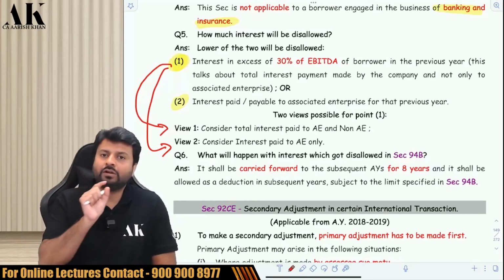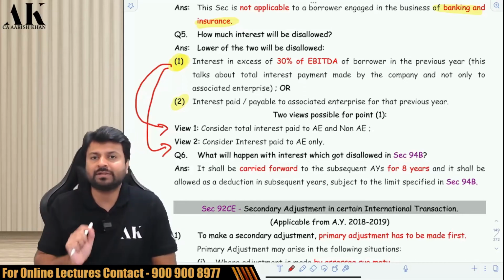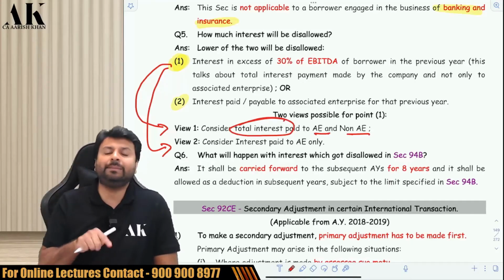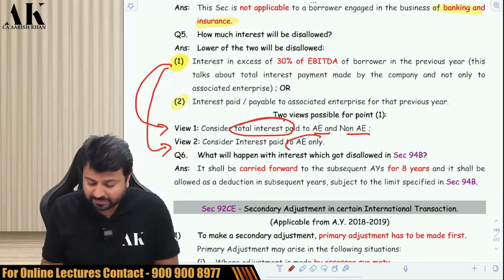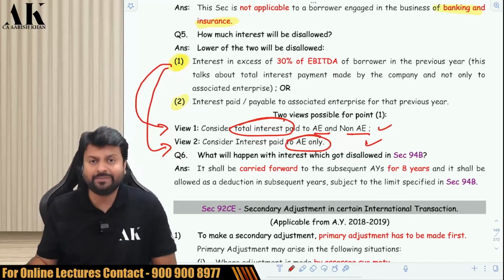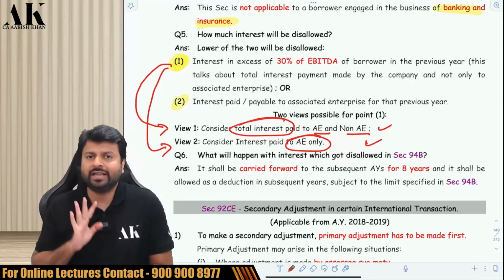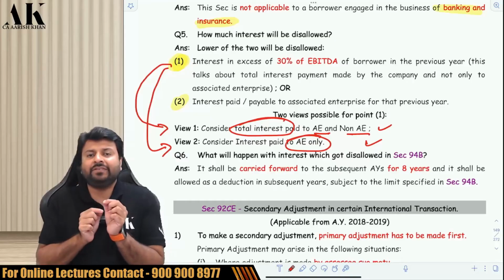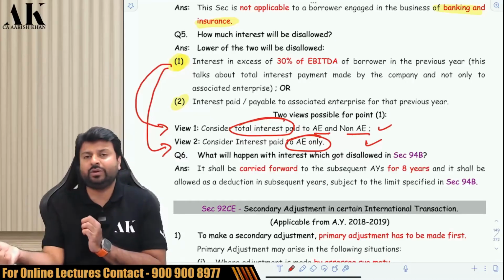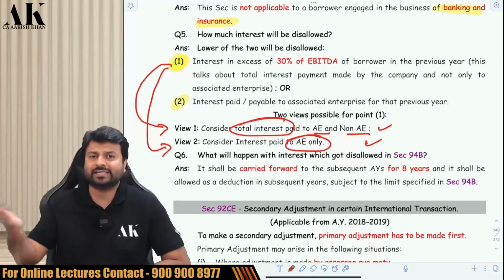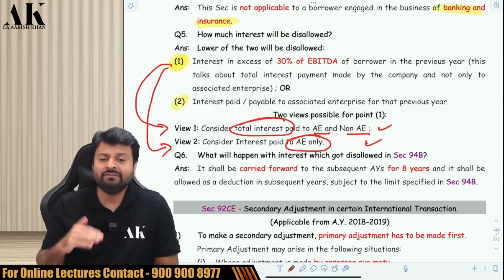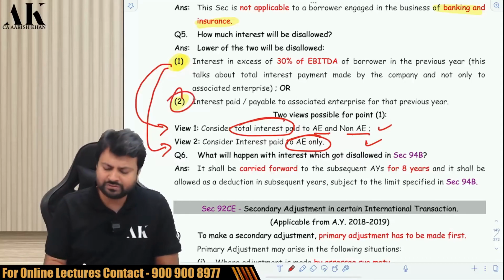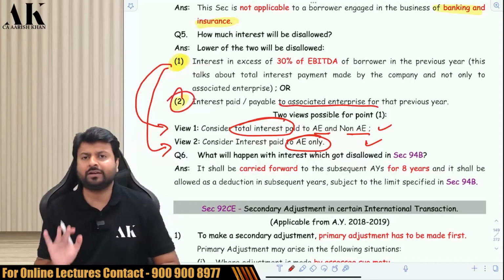Now in point number 1, there are two views which you can take. You can compare your 30% of EBITDA with your total interest paid to your AE and non-AE, but you can also compare your 30% of EBITDA with your interest paid only to the associate enterprise. Both the answers will be correct. ICAI is giving both the answers as correct. You can take either of the two, whichever you are more comfortable with. In the first, you take 30% of EBITDA and compare it with your total interest paid to AE and non-AE, and then see how much is in excess of 30% of EBITDA. The second view is that you only check 30% of EBITDA against the interest paid to the associate enterprise. And point number 2 is very straightforward: the interest paid or payable to the associate enterprise for that particular year.